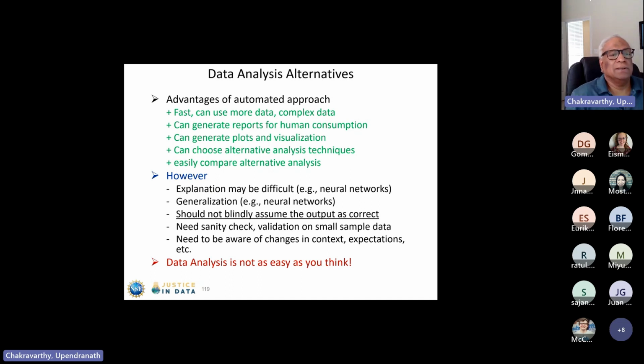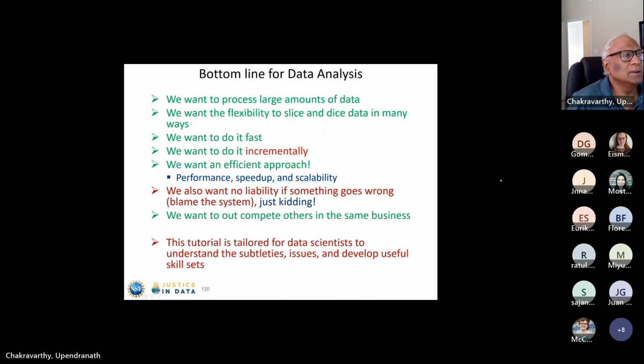Running a program is easy, looking at the results is easy, but when it comes to actual understanding, interpreting, and analysis, a lot more has to go into it before you do that. So the bottom line is we want to process large amounts of data. We want the flexibility to slice and dice data in many ways. We want to do it fast. We want to do it incrementally. That's very important because data is coming and you want to be able to add the latest data and look at how things have happened rather than trying to process all data, which takes a lot of time.